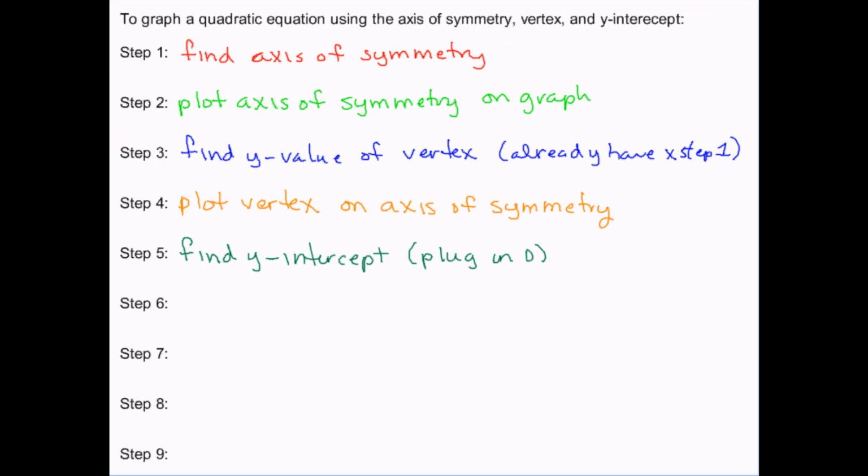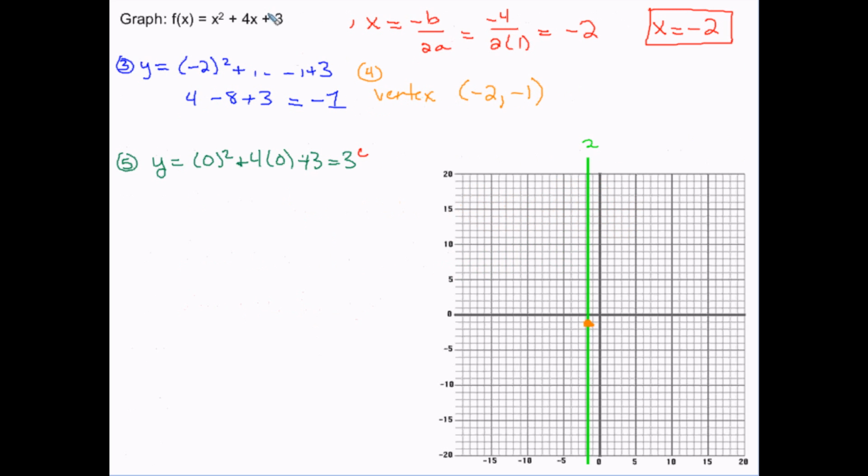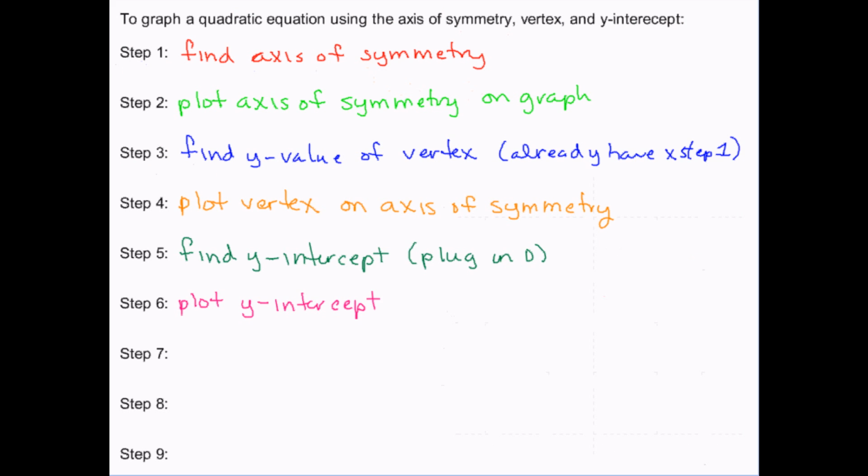Once we've found our y-intercept, we want to plot it. Okay, so my y-intercept is 3, so I'm going to come here to 3. I'm going to put a dot right there. Okay. Then I need to count the number of spaces between the axis of symmetry and the y-intercept.